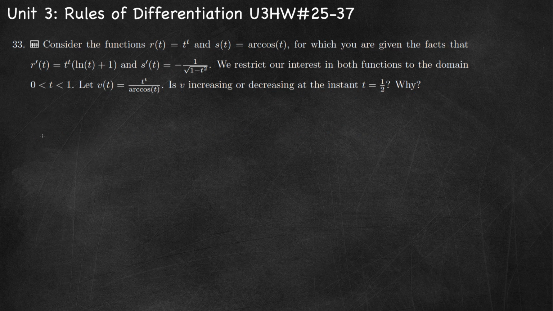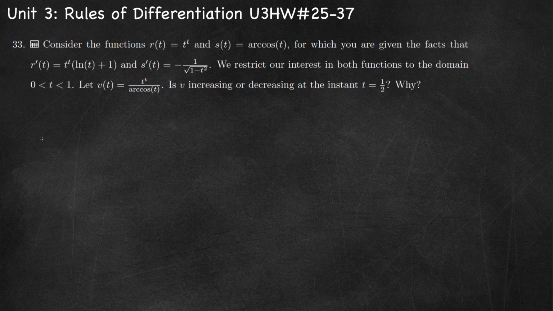33. Consider the functions r of t and s of t. r of t is t to the power t. s of t is arc cosine t, for which you're given the facts that r prime of t equals t to the t times (ln t plus 1), and s prime of t is negative 1 over the square root of 1 minus t squared. We restrict our interest in both functions to the domain strictly between 0 and 1.